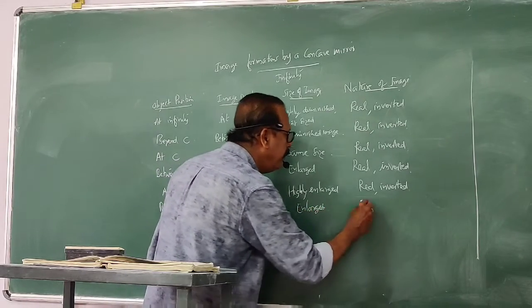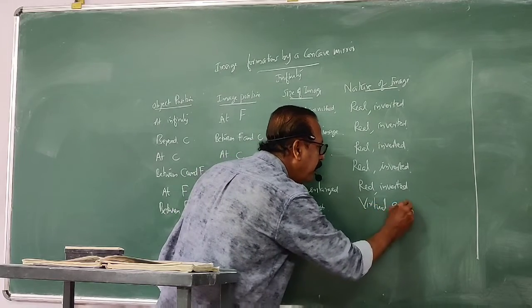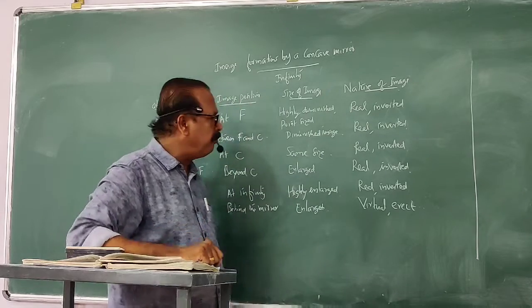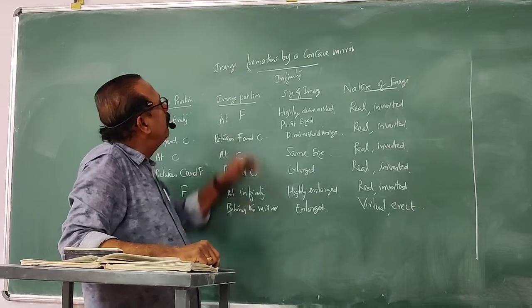Enlarged image. It is virtual. See the difference? Virtual and mirror. The only position at which a concave mirror forms a virtual image is when the object is between F and P.